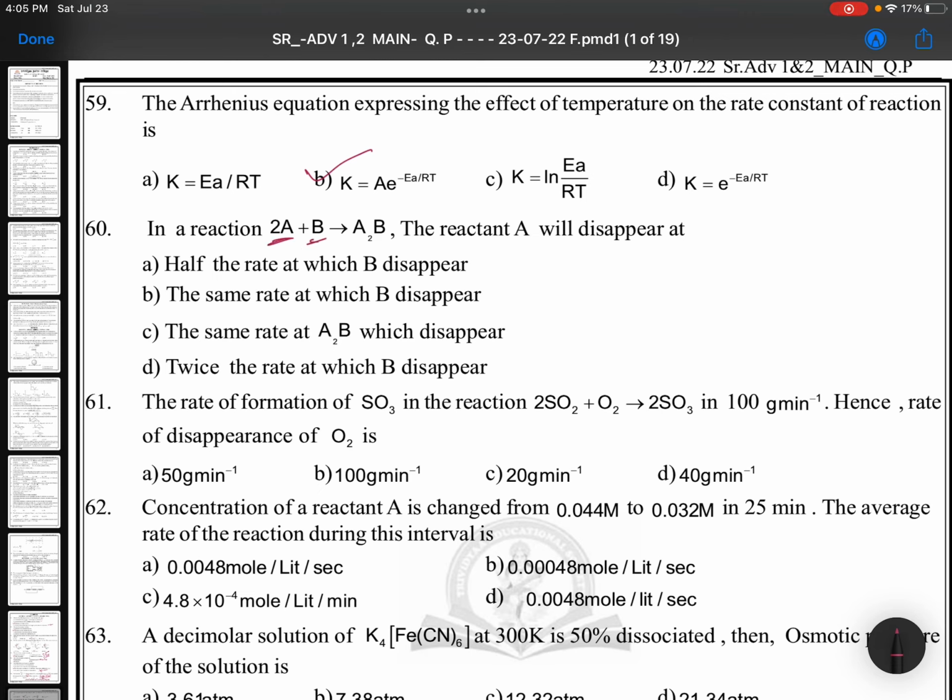2A gives B, and A gives B. The reactant A will disappear at the same rate as B disappears. This will also become the right option if it appears.